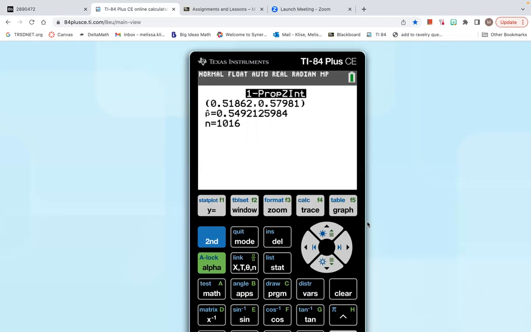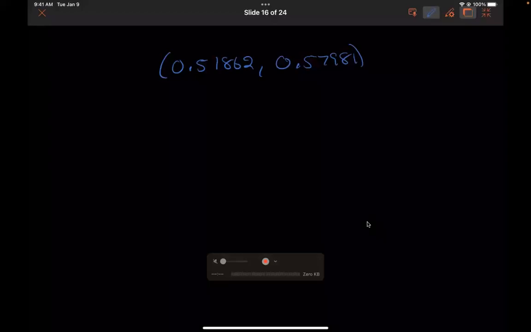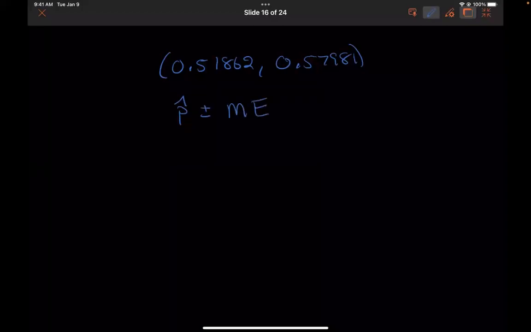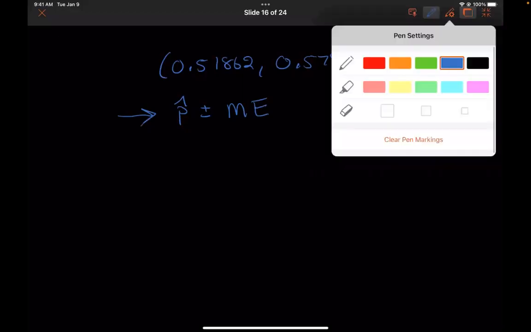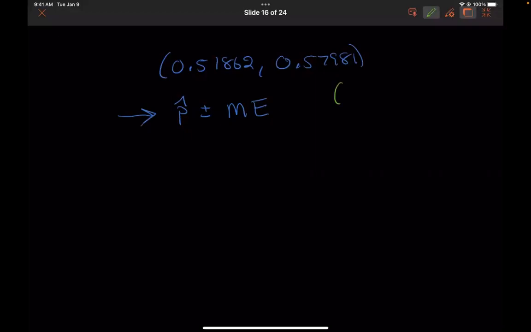0.57981. Okay. So I'm going to go back to my other screen and we're going to talk about this. Look, it also gave you your p hat. So I have this lovely confidence interval here, but my question is telling me to write it in this form, because this is going to happen. They might want this form on your assignment. Here's what you're going to do. First, I'm going to put this as 0.52 to 0.58 because it asked me to give it to 2 decimal places. So I'm going to go along with what they said.